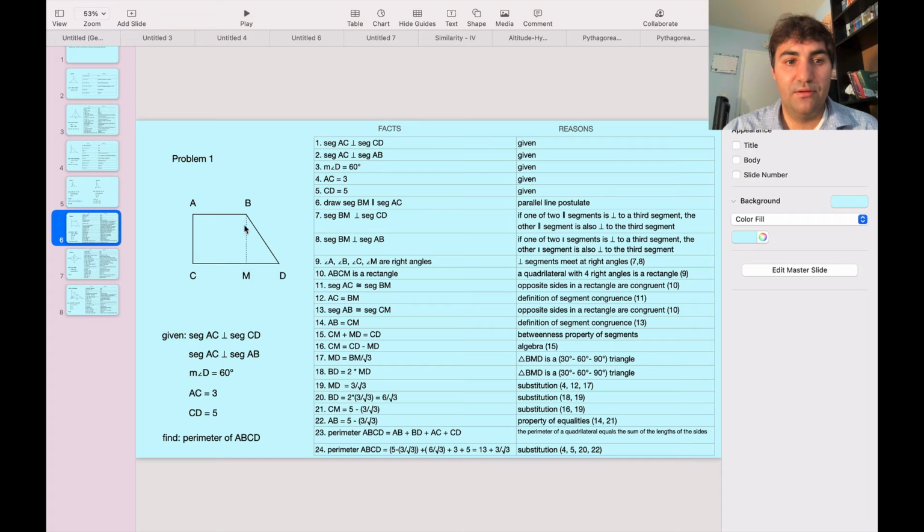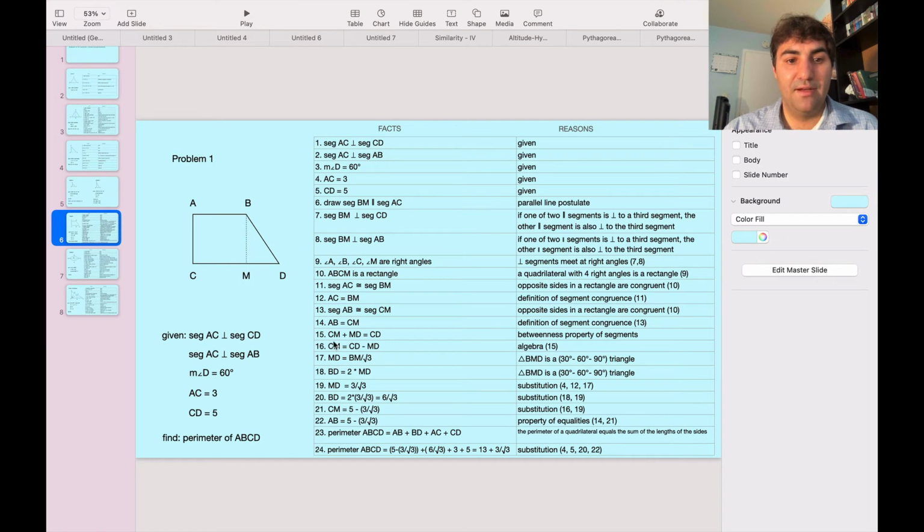Okay, we know that triangle BMD is a 30, 60, 90 degree triangle, right? This is a right angle, so it's 90 degrees, and D is 60, right? So that leaves this angle as 30. So we know that BM, which is opposite the 60 degrees, is going to be equal to the length of MD times square root of 3.